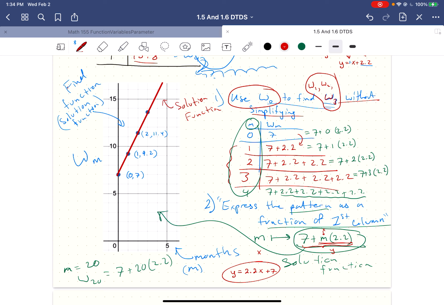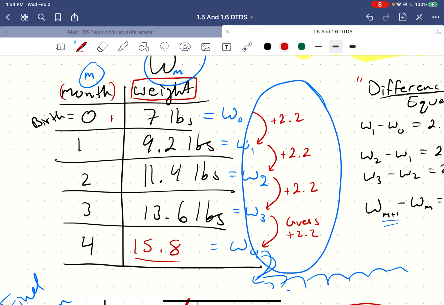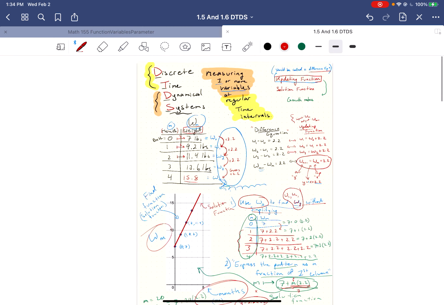The solution function has an input variable, which is the original time variable. In this case, that's months. It might be seconds. It might be years. It might be days. But it's the original time variable, and its output is the thing we've been measuring. A solution function will go from here to here. An updating function goes from here to here. Okay? So it's just a matter of what's your input, what's your output.